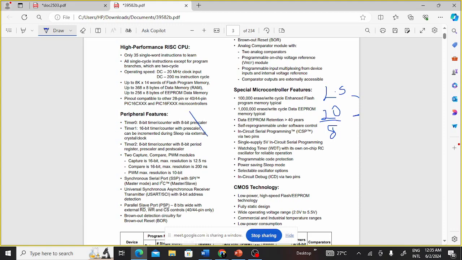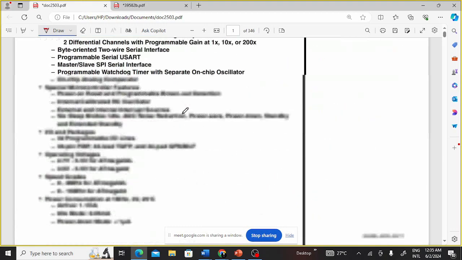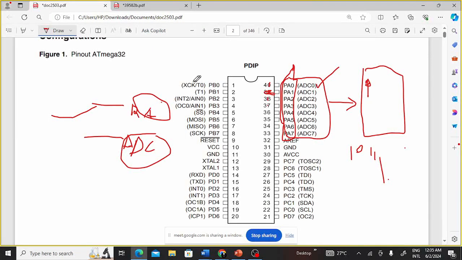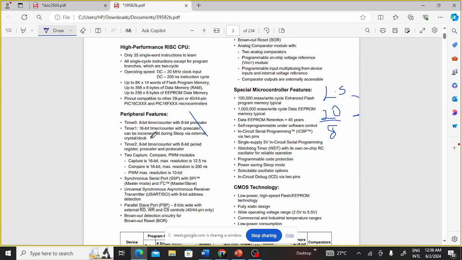If you remember, there is a pin here, when I was trying to explain this pin. This pin can be used to provide an external clock for a timer, for timer 0. You can provide an external clock for timer 0 using this pin and for timer 1 using this pin. That's what they are trying to talk about here.